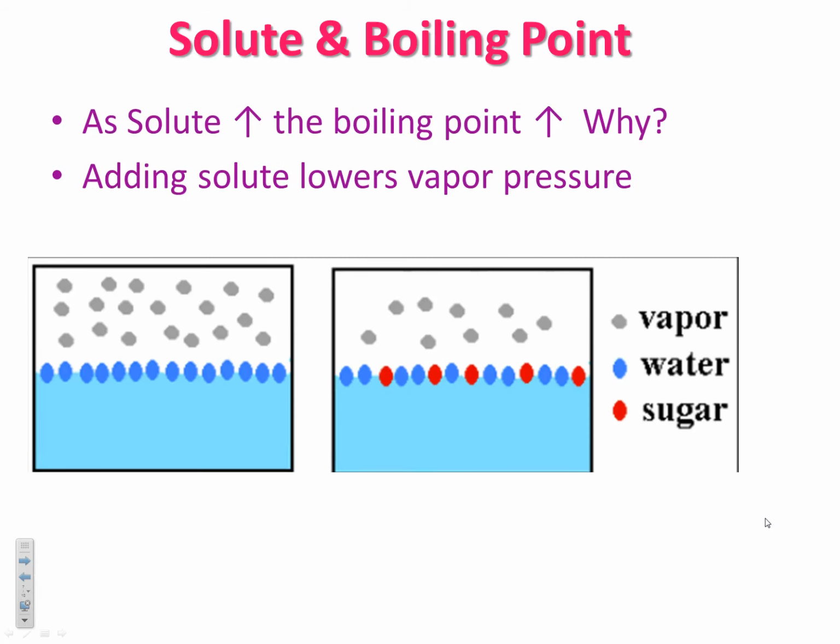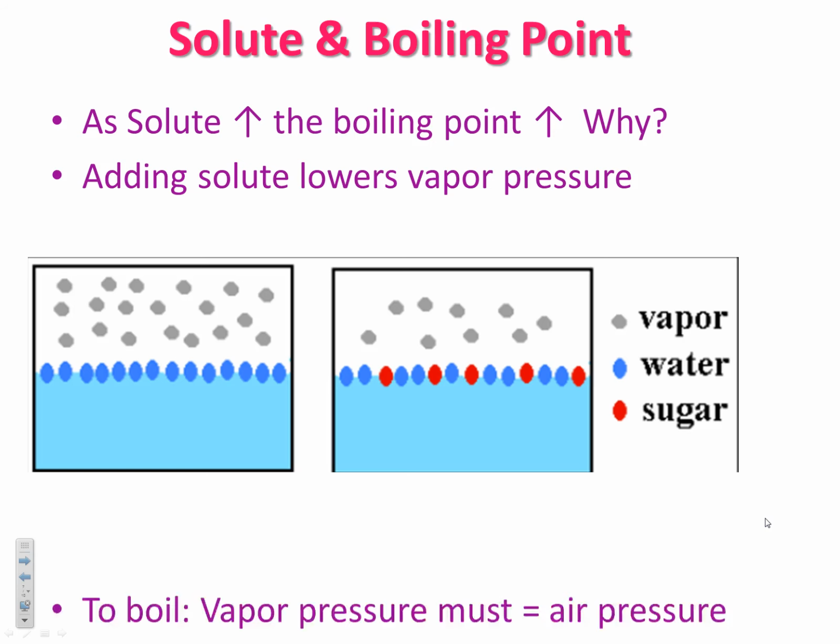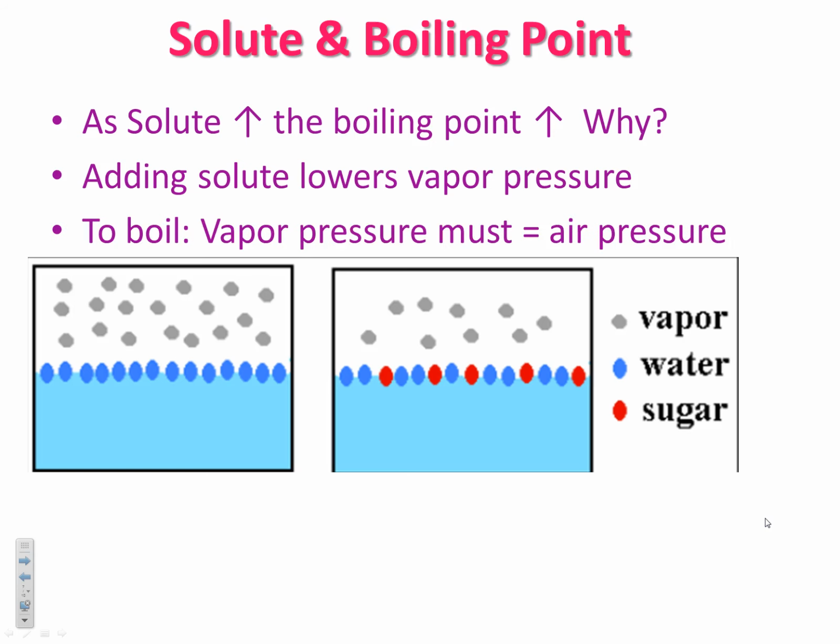The reason for this has to do with something called the vapor pressure. And in order to understand this, you have to remember that the boiling point of a substance is when its vapor pressure equals the air pressure. Basically, all the little particles of water are moving around, and some of them are escaping into the gas phase. There's a pressure created by the particles that are escaping into the gas phase.